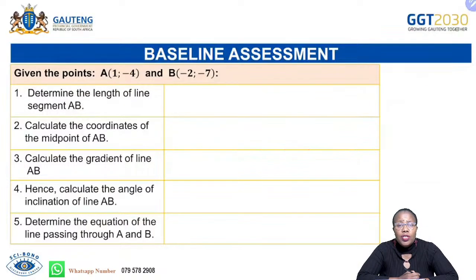Here is your baseline assessment, grade 12. Let's check the pre-knowledge that you have up to this far on analytical geometry. Before we do any activity, let's check how much you know. We are given the points A and B there, and you need to answer those questions, grade 12. I am giving you 5 minutes to do this activity, and your 5 minutes starts now.